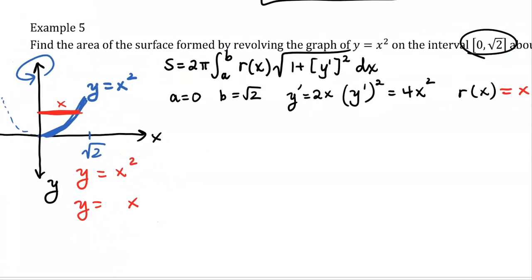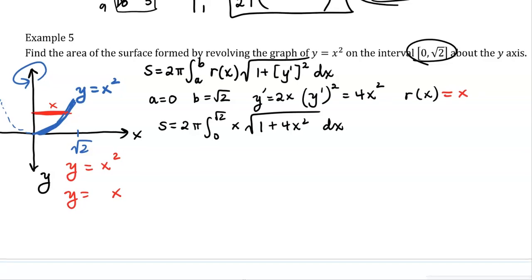Okay, so now that we have everything that we need, we're ready to go ahead and start setting up our integral. So we have s is equal to 2 pi, integral from 0 to root 2 of x, there's our r of x, multiplied by the square root of 1 plus 4x squared dx. We can again integrate this with u substitution. So I will say that u is 1 plus 4x squared. du is 8x dx. We do not have an 8 in our integral, so I will divide both sides by 8. 1/8 du is x dx.